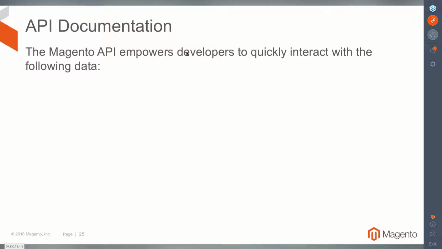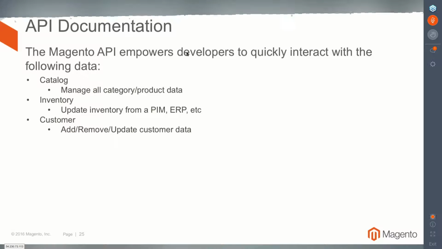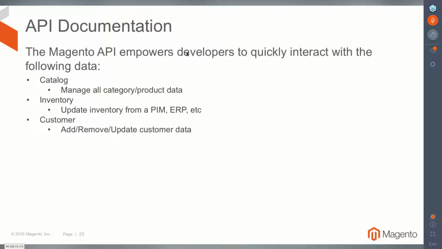Magento API is fully documented and empowers developers to quickly interact with the following data. Catalog. This is going to allow you to manage all of your category and product data. Inventory. This can be used to update inventory from a third-party system, for example. Customers. This is going to allow you to add or remove or update any sort of customer data.